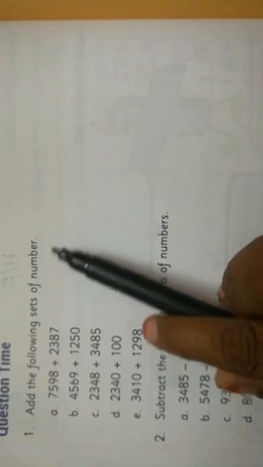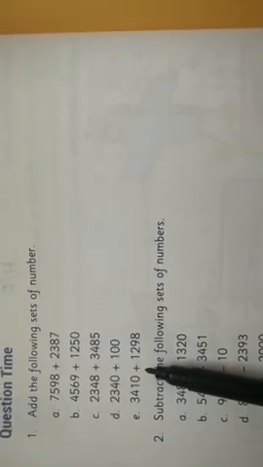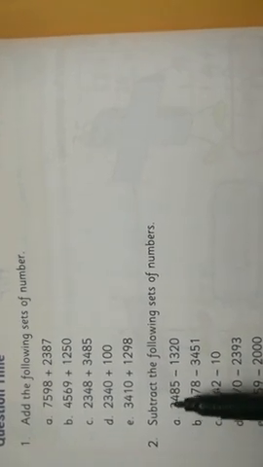Now question time. Add the following sets of numbers. You have to do the sums in your rough note, children. Those who do not have the book, pause the video here, take all the sums and write them in your rough note, children, and do the sums. Second question, subtract the following sets of numbers. Then the third one, write addition and subtraction facts using the numbers given.